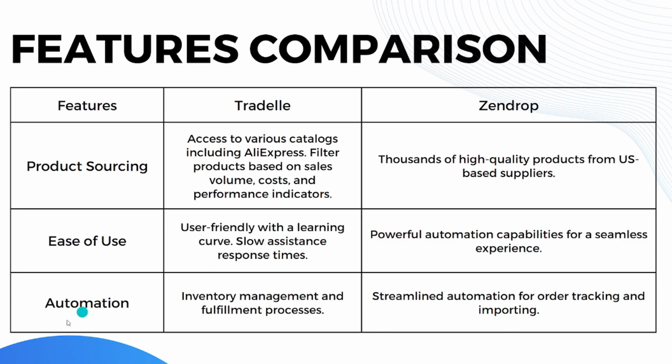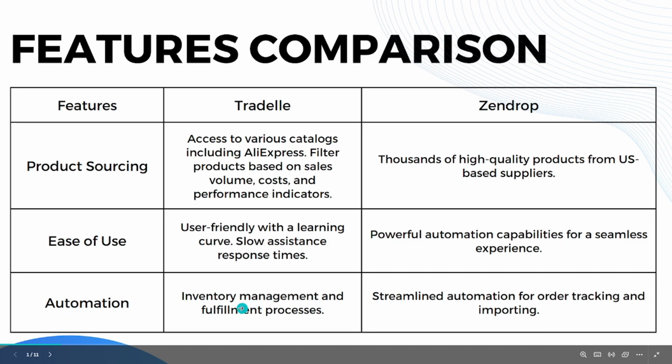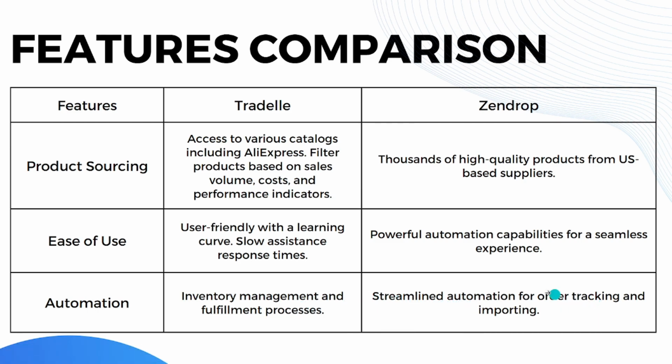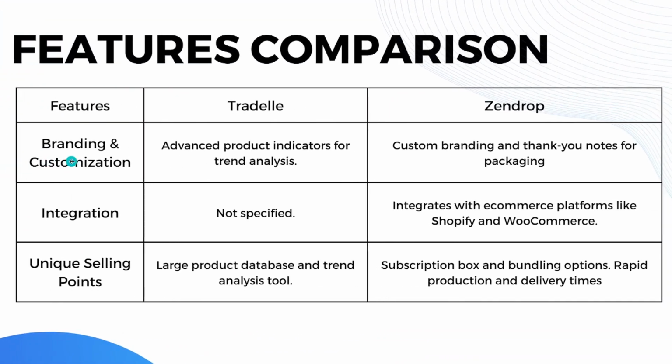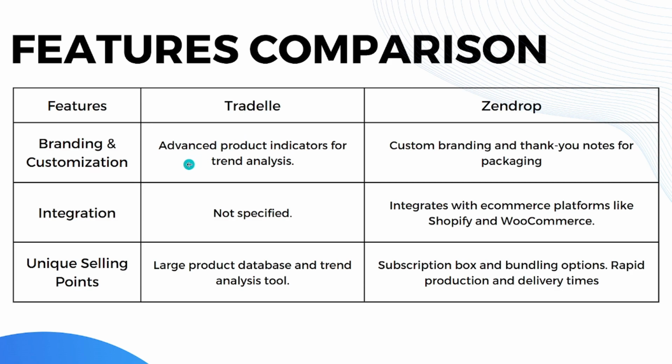And when we talk about automation, Tradelle has inventory management and fulfillment processes, while Zendrop has streamlined automation for order tracking and importing. So when it comes to another feature, which is branding and customization, Tradelle has advanced product indicators for trend analysis, while Zendrop has custom branding and thank you notes for packaging. And when it comes to integration, Tradelle is not specified, but we all know they are integrated with AliExpress and Shopify if you go to the website. And Zendrop also integrates with e-commerce platforms like Shopify and WooCommerce.